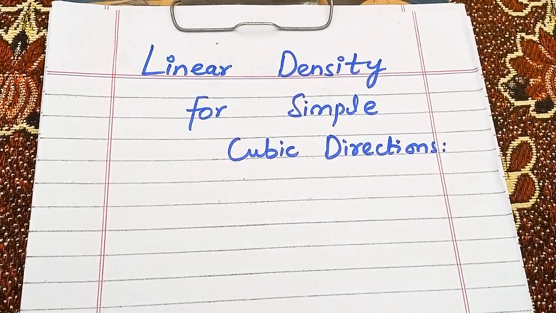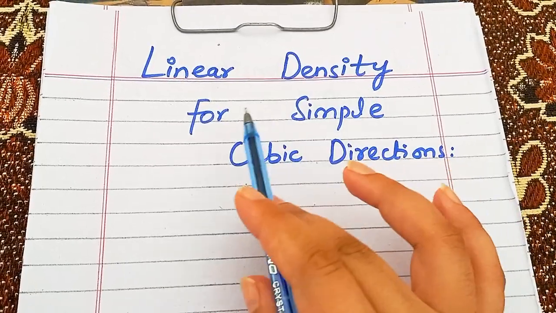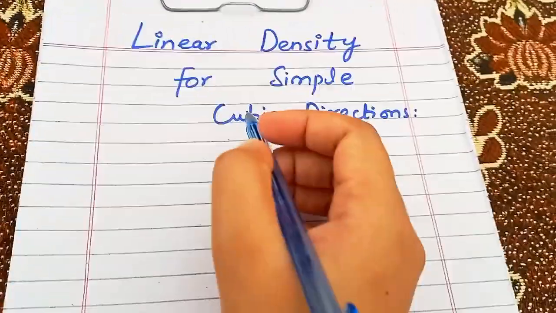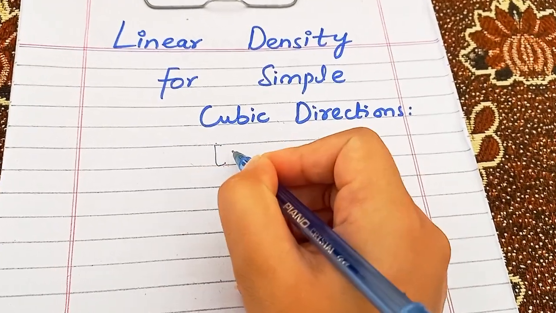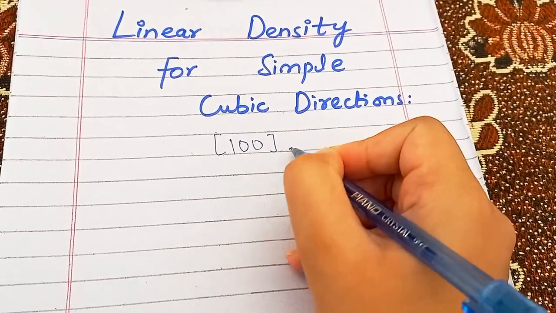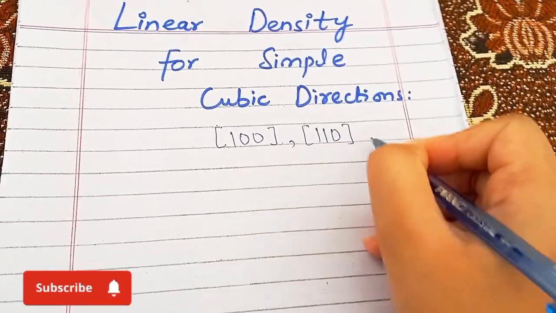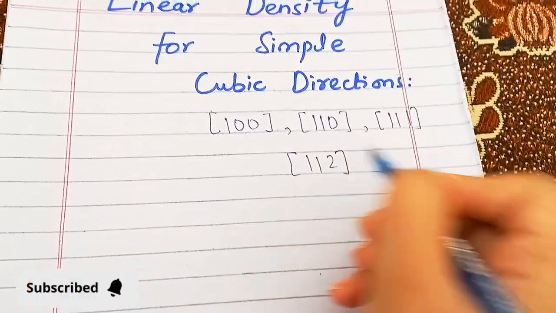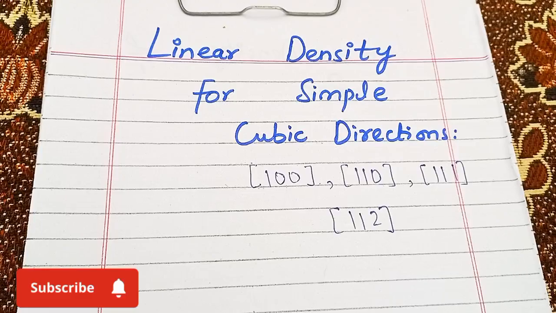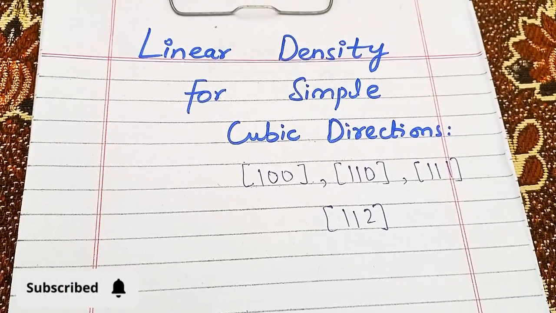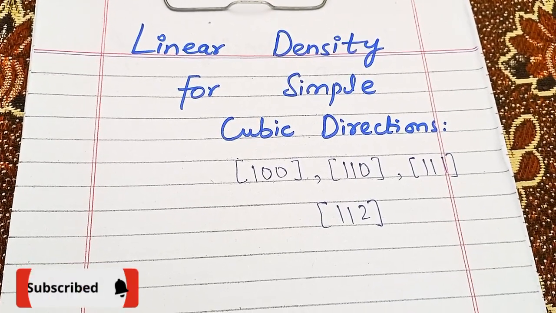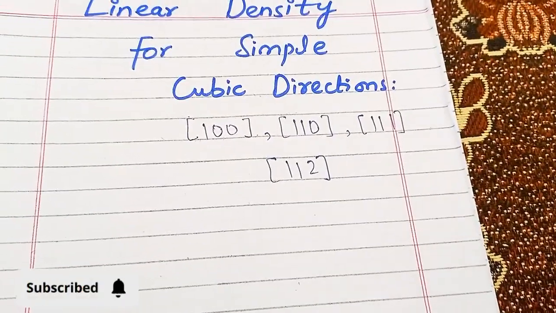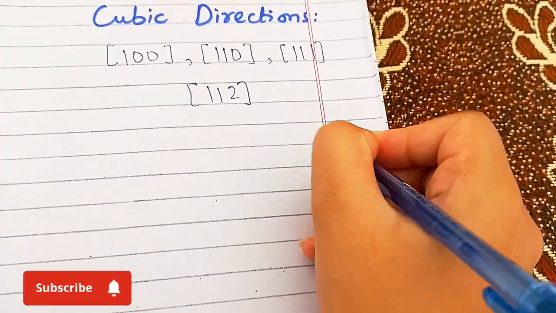In this video, we are going to find out linear density for directions in simple cubic unit cell. The directions that we are going to consider are 1 0 0, 1 1 0, 1 1 1, and 1 1 2. And if you want me to do it for different directions, like to calculate linear density for different kinds of directions having different Miller indices, which could be like 3 2 1, 5 2 1, etc.